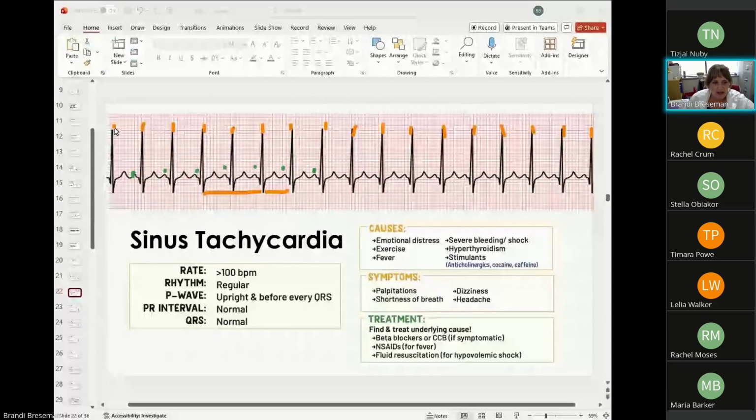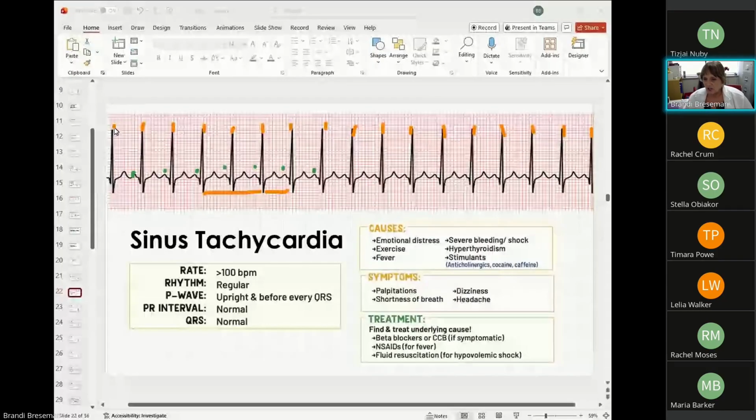A fever. How would we treat sinus tachycardia caused by a fever? Can give medication. What kind of medication? Antipyretic. There you go. Yes, antipyretics. We're going to bring the fever down, right? It's the fever causing the tachycardia. So we're going to bring the fever down and make sure they stay hydrated. Okay. We're not going to necessarily treat the actual rhythm. We're going to treat that underlying cause.